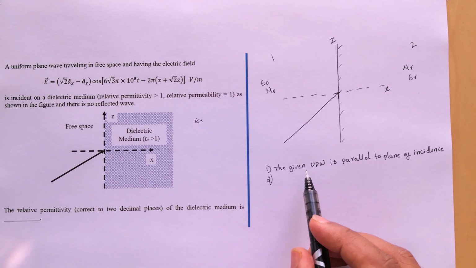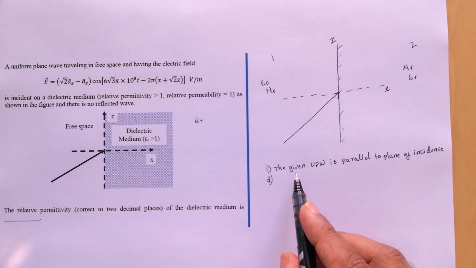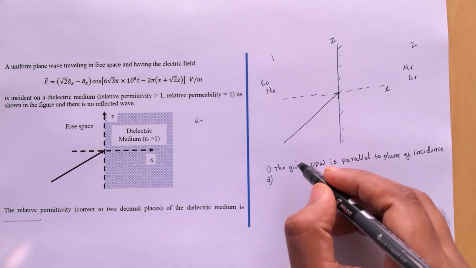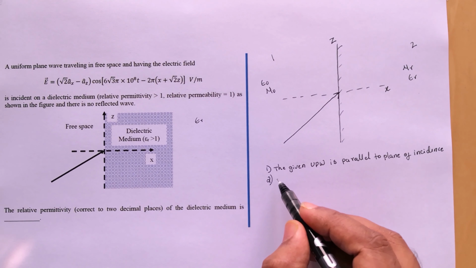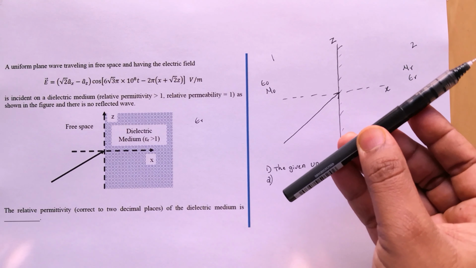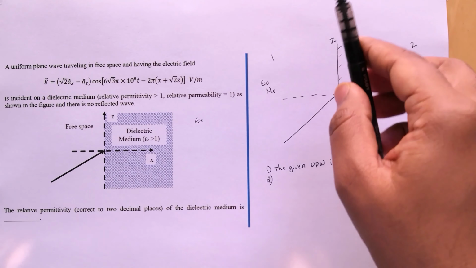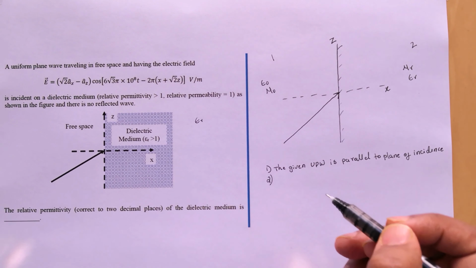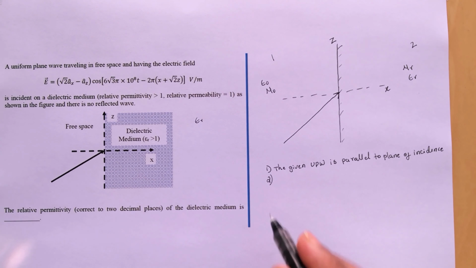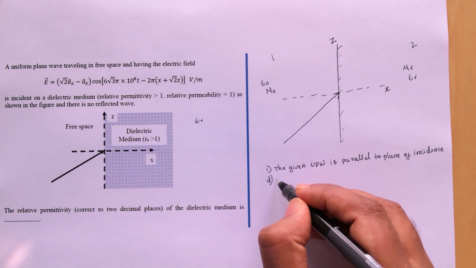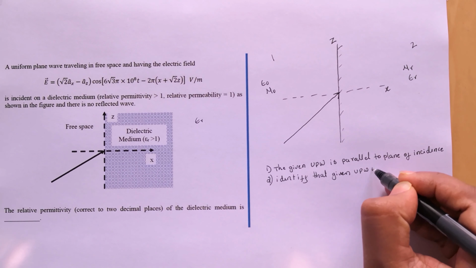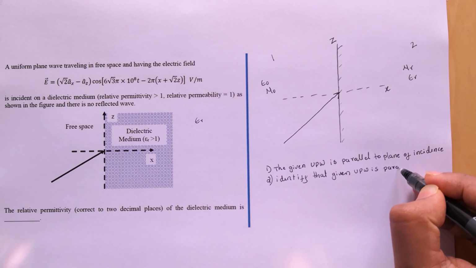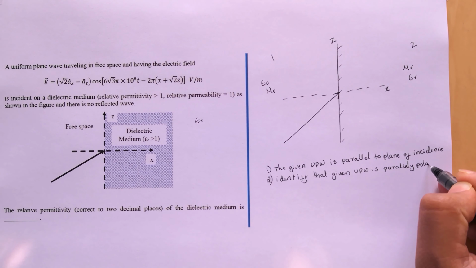Once you know this, it means that since the electric field of the uniform plane wave is parallel to the plane of incidence, this can be called a parallelly polarized uniform plane wave. So identify that the given UPW is parallelly polarized.